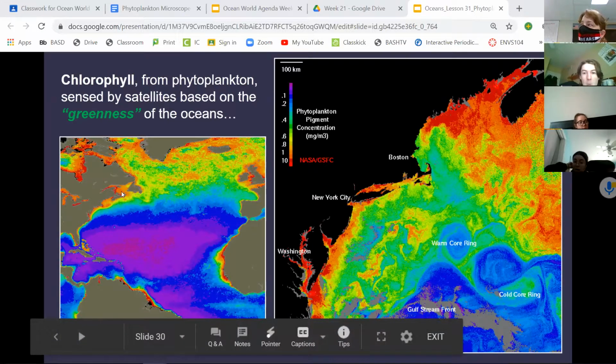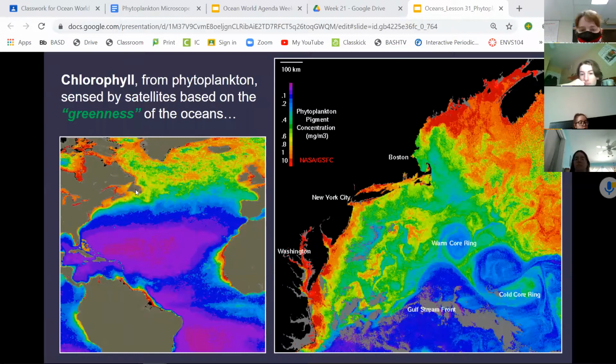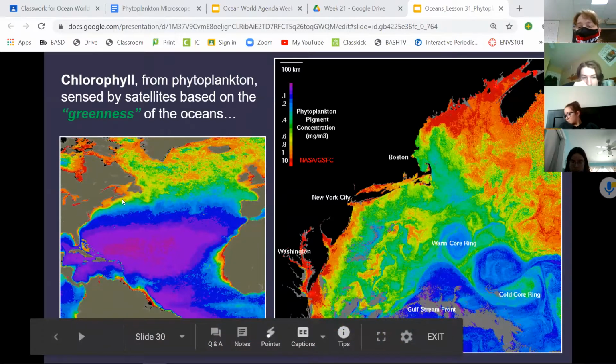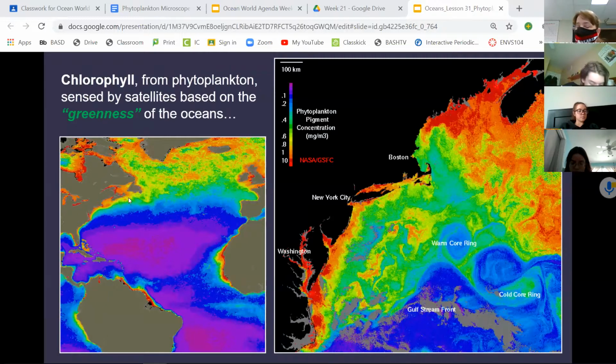Remember that along certain coastlines, based on the way the winds typically blow in that direction, you can have Ekman upwelling. So where there are areas of Ekman upwelling, you're going to have a lot of growth of phytoplankton.